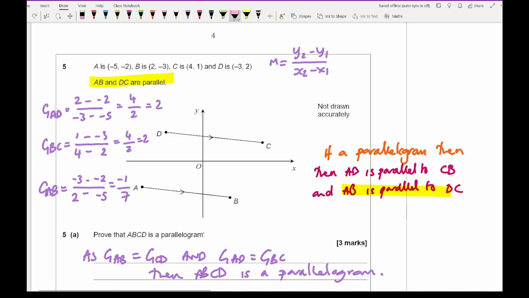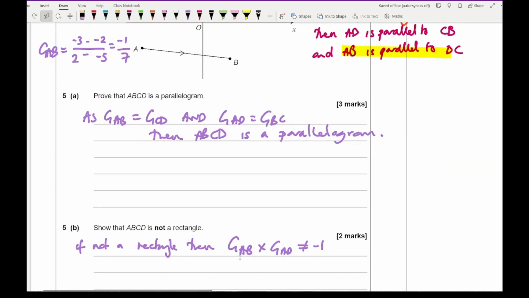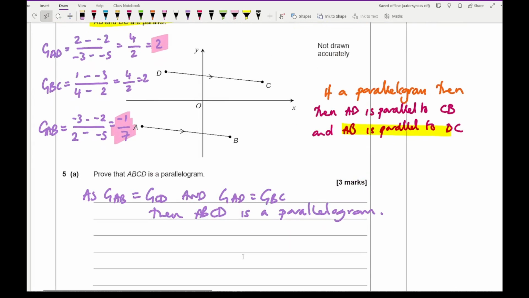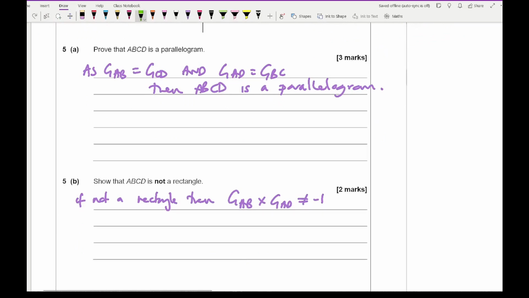So then my two gradients are, let me just see what I've written down, AB and AD. So AD is 2, AB is minus 1 over 7. So minus 1 over 7 times the gradient of 2 is not equal to minus 1. So ABCD is not a rectangle.